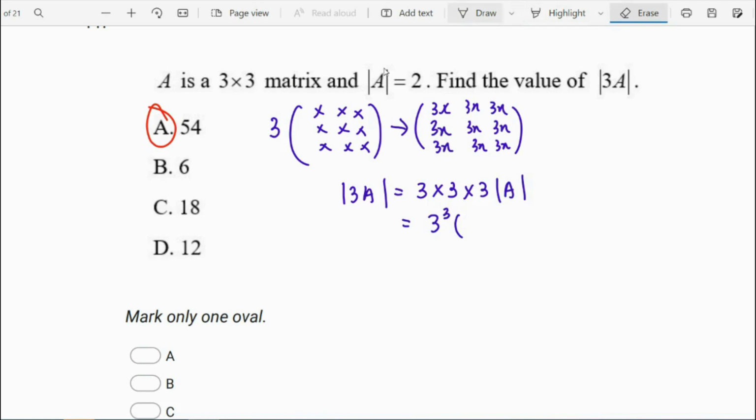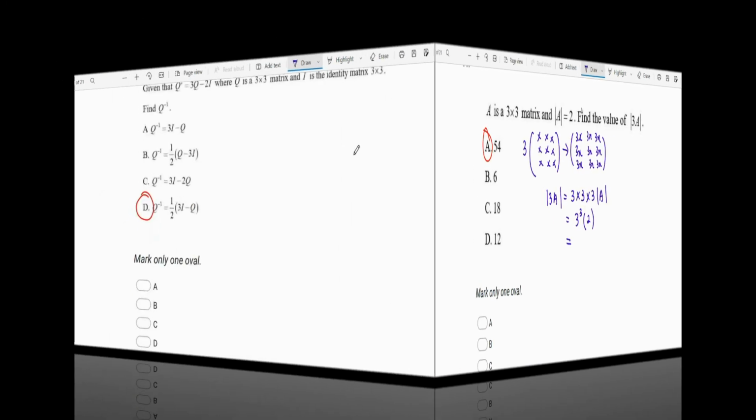So ini adalah properties determinant. Setiap row kalau kamu multiply dengan satu nilai, maka determinant pun akan multiply untuk nilai tersebut. So ada 3 row, so dia dah multiply 3, 3, 3, so dia akan dapat 3 cube darab 2, 54.